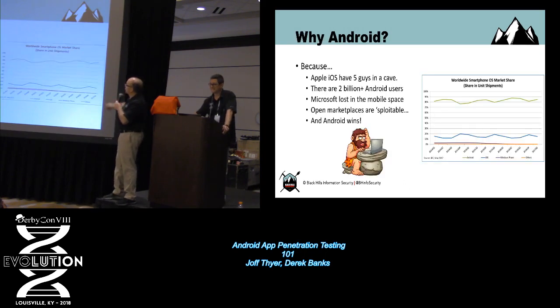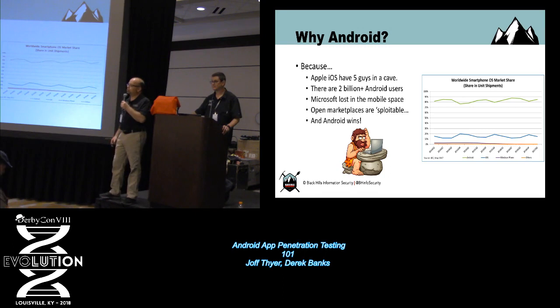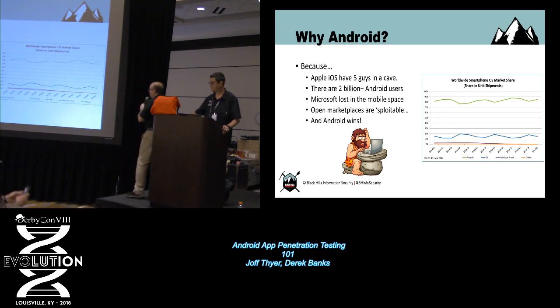Okay. So, why Android? Well, because the Apple iOS guys have 5 guys in a cave. I didn't make up that statement. That's courtesy of Josh Wright. 5 guys in a cave mean they're guarding the gates from malware, right? And they're trying their hardest to maintain this security paradigm, which they've done relatively well at. Great, good for them. Stuff still sneaks through, but that's the case. Unfortunately for them, they are not the majority of the market.